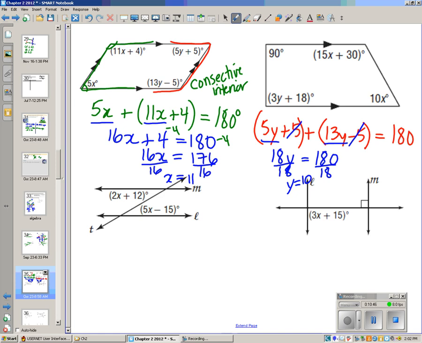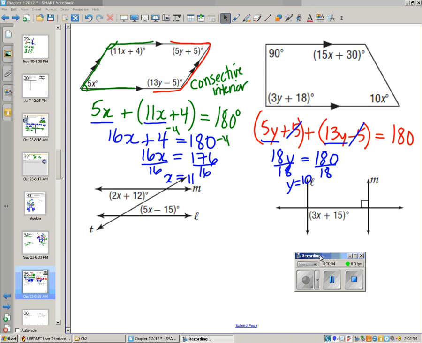Okay. Any questions about those? Just be careful if it's saying to explain your reasoning that you write it down to the side. Like here we said it was consecutive interior. That's how we knew to set them equal. Yeah, make sure you sign it.